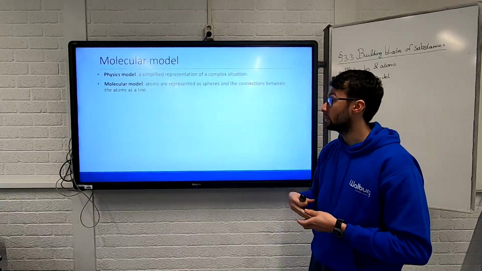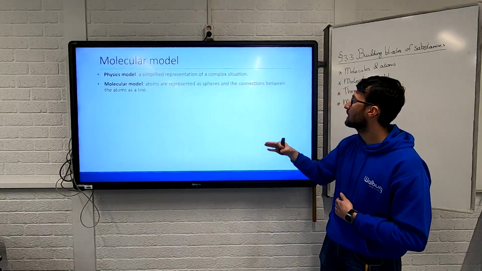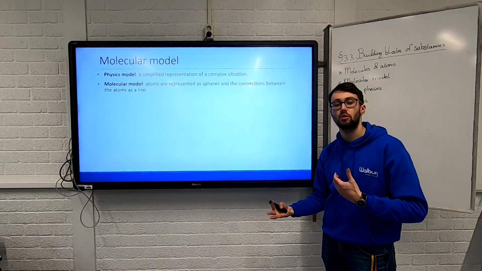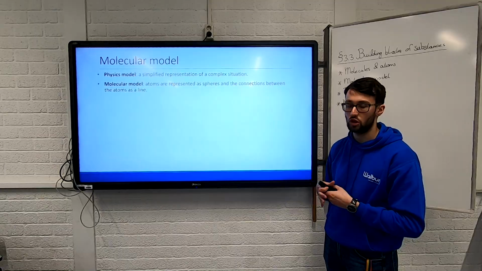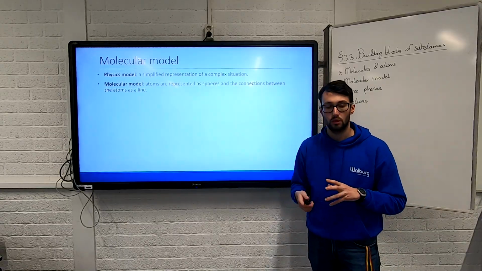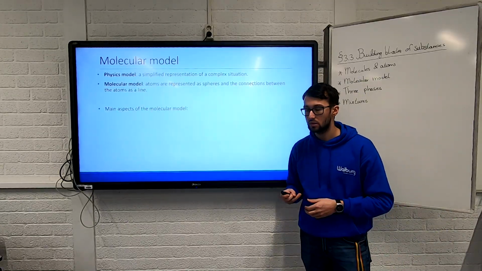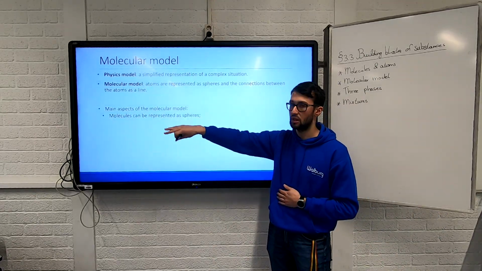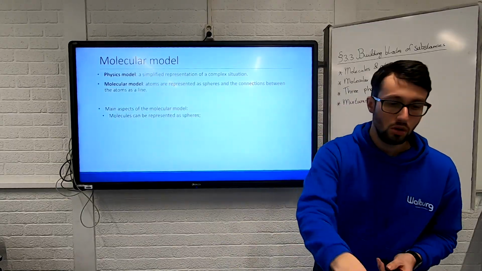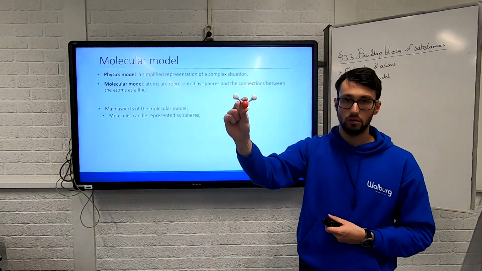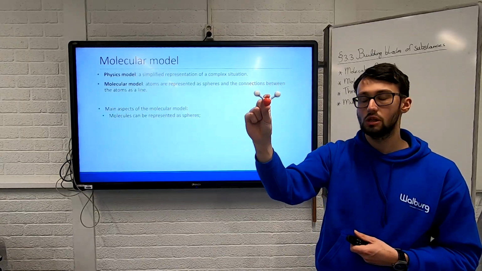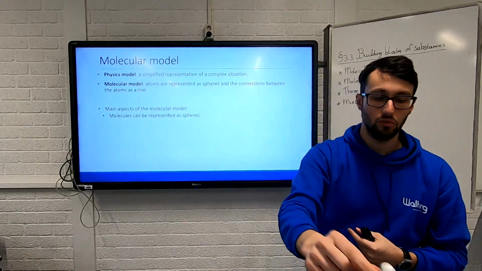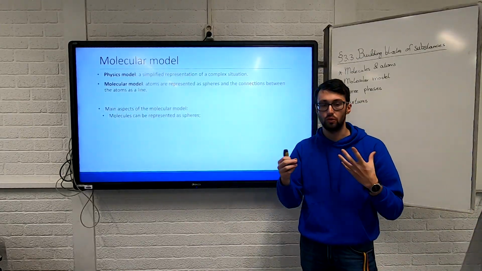With the molecular model, we represent the atoms as spheres and the connections between the atoms as a line. So we can easily identify which atoms are involved and how they are connected to each other. Well, in the book that we use, they have it a little bit different, because there they represent molecules as spheres. So if you have this singular water molecule, it's just one big sphere in the book. However, it's important to know that difference.